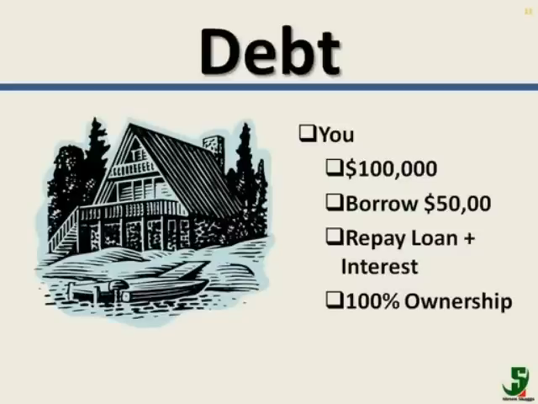Now let's look at another way you could have bought the cottage. You could have borrowed $50,000 from the bank. Of course, you would have to pay the money back plus interest, so it would cost you more than $50,000 over time, but you would own 100% of the cottage and not have to share it with your friend.